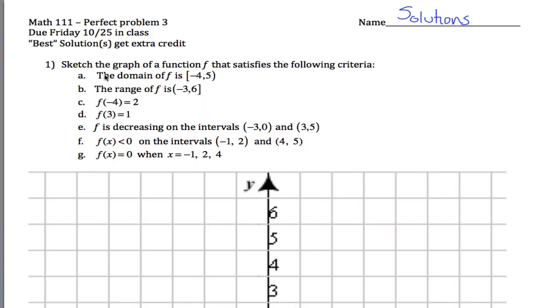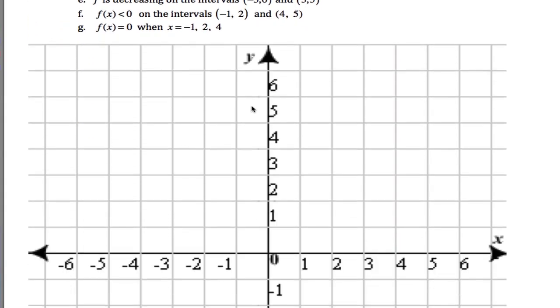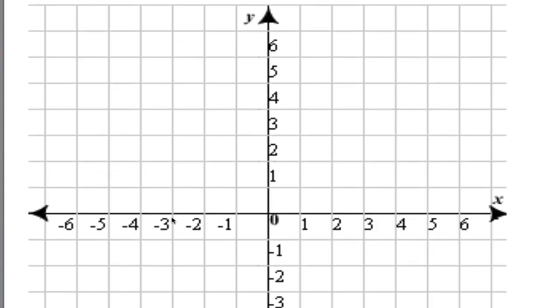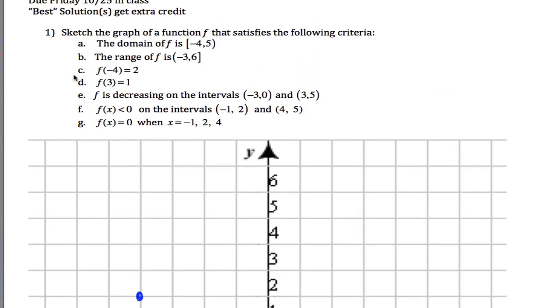I think it's easier if you don't go in order. I think it's easier if you start with C and D. What C is saying is f of negative 4 equals 2. When my x value is negative 4, my y value has to be 2. This point right here has got to be on my graph. That's because of C up here.